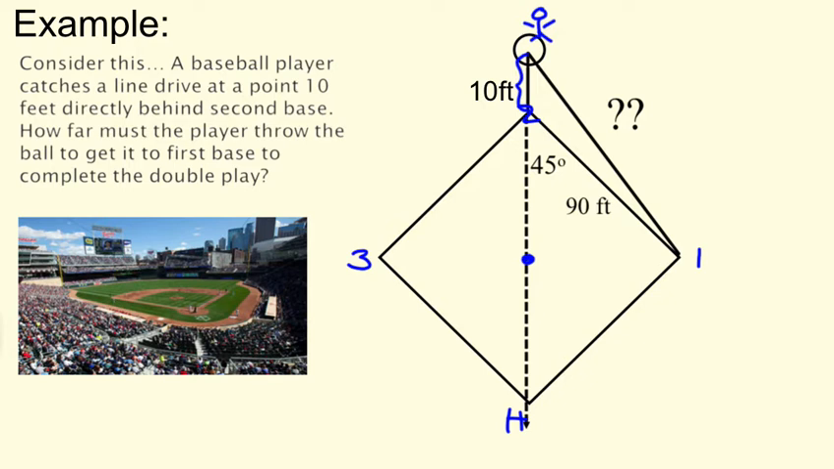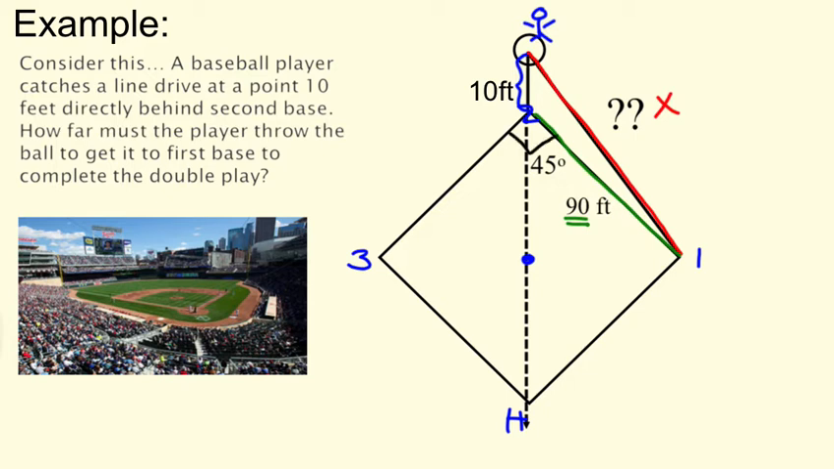So we want to find out the distance from our baseball player to first base. That's our unknown, so I'm just going to go ahead and put an x there. And the distance from one base to another is 90 feet. And if you think about this being a right angle here, half of that would be 45 degrees.